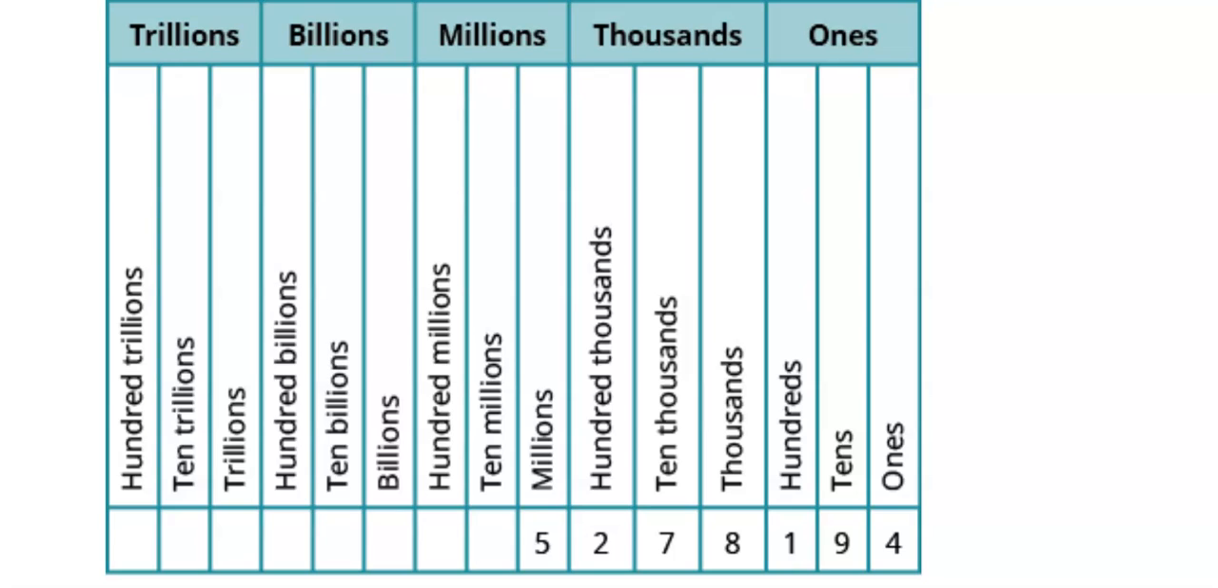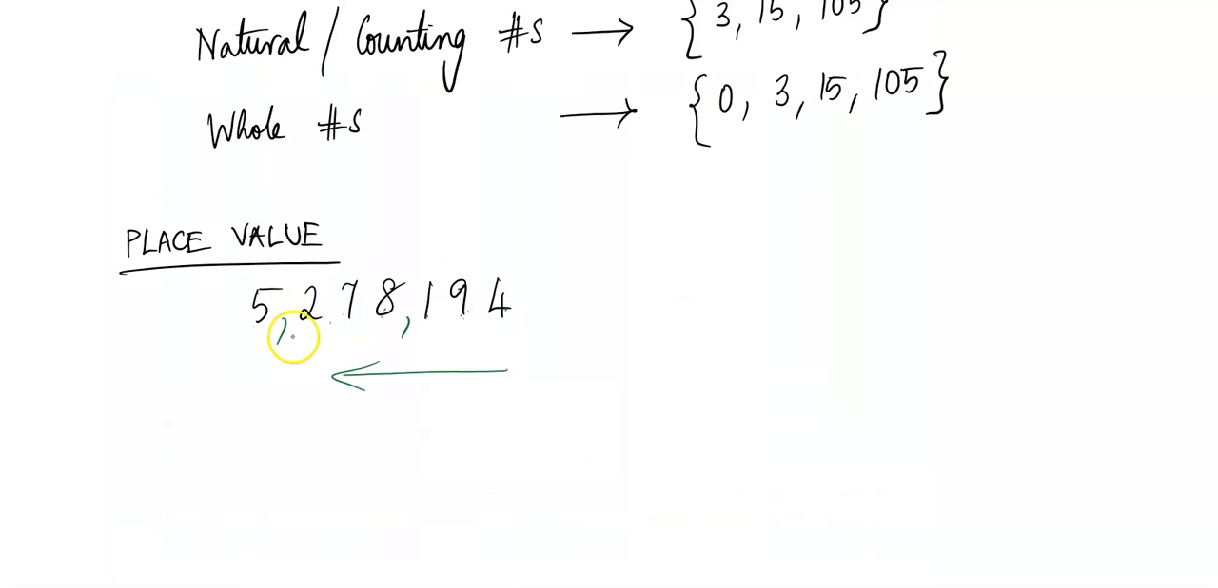The first time I read it separately because I was trying to match it with a place value. But when you read it as a full number, you're going to say 5 million. I got it mixed up. I apologize. You're going to read it as 5,278,194. Okay. You know why I suffer there? Because of the lack of commas. But here, when I have the commas, I can read it better.